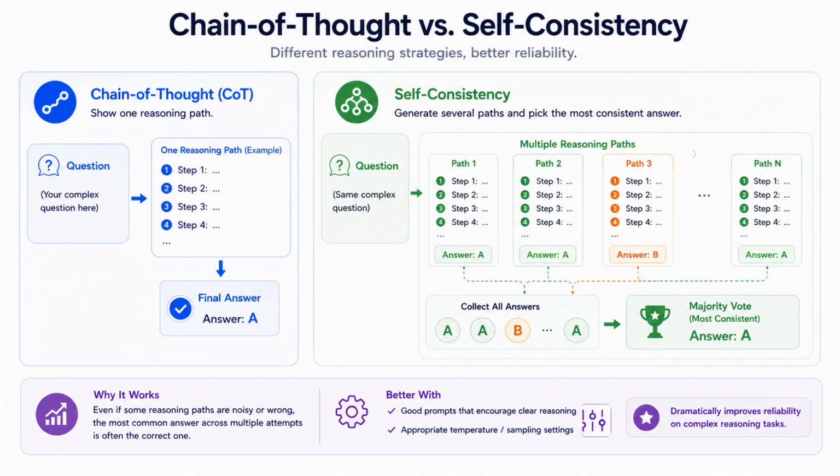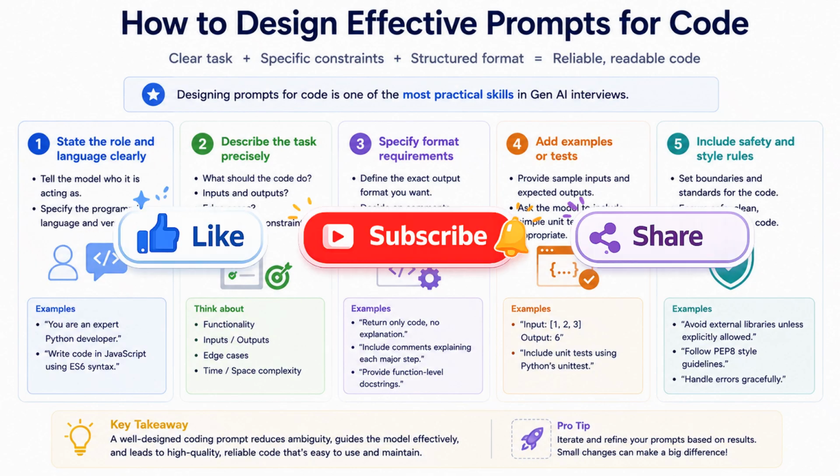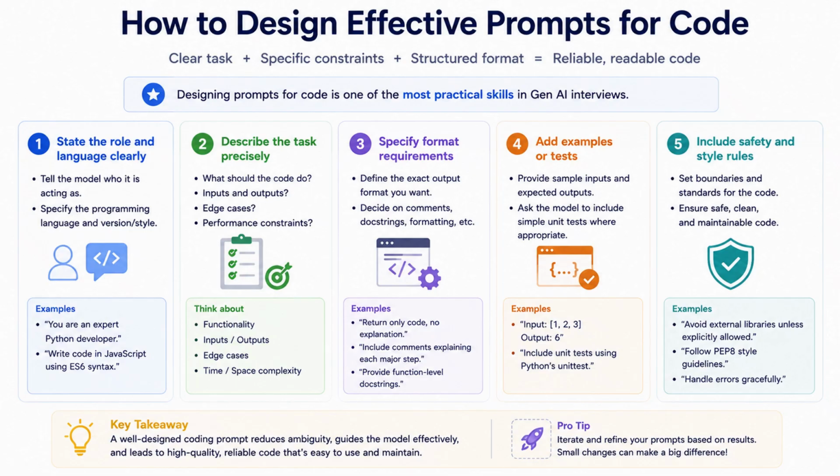Now that we have talked about reasoning prompts, let's move to a more practical topic: how to design prompts for code. Designing a prompt for code is one of the most practical skills in Gen AI interviews. Good coding prompts are clear about the task, specific about the constraints, and structured to get reliable, readable code. Here is a simple framework you can mention in interviews.